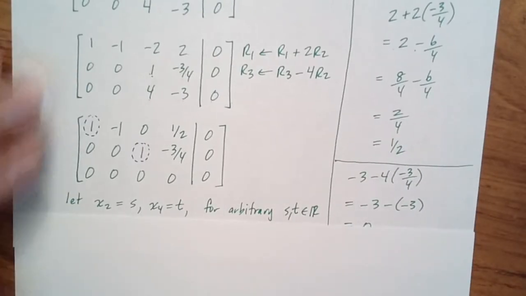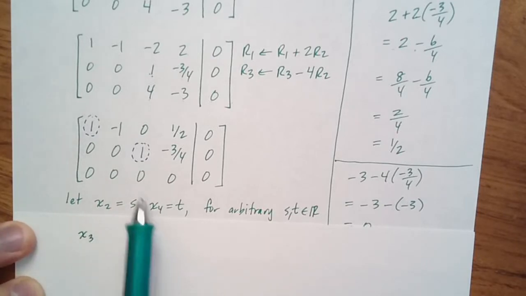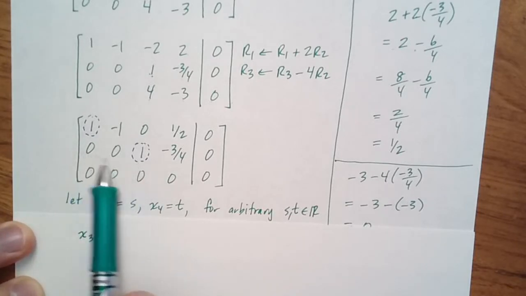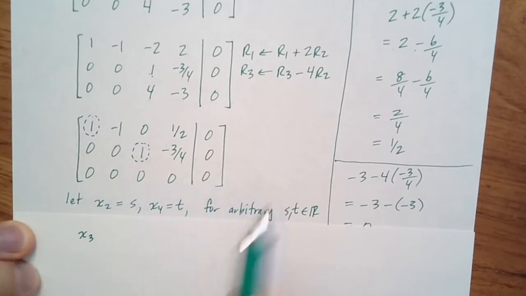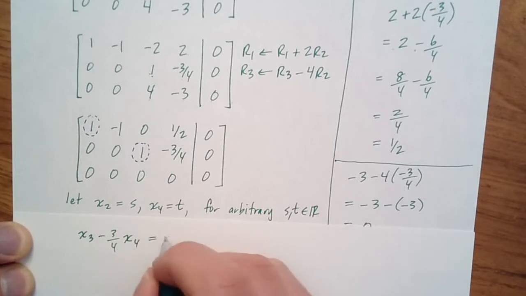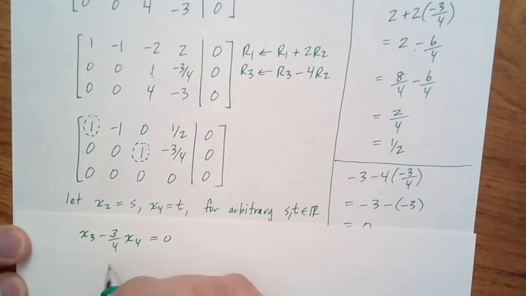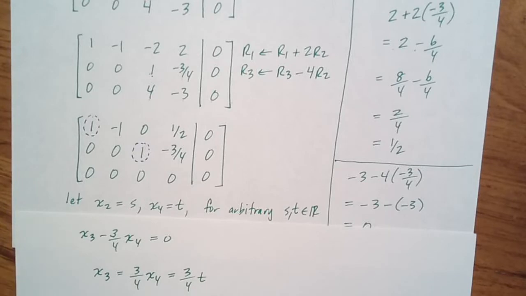x3 didn't get a parameter, but its column contains a leading one. So let's write out the equation corresponding to the second row. So we've got x3 minus 3/4 x4 is equal to 0. And then we'll solve this for x3. So x3 is equal to 3/4 x4. And now if I plug in my parameter, I'll get 3/4 times t. So that's going to be x3.